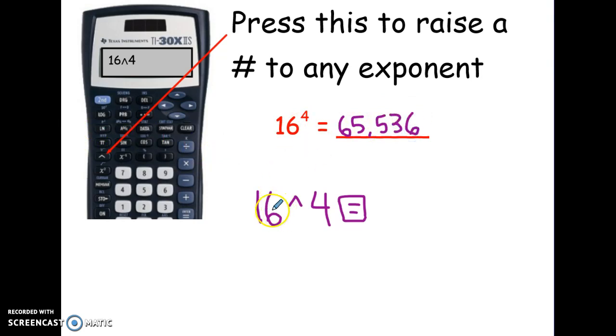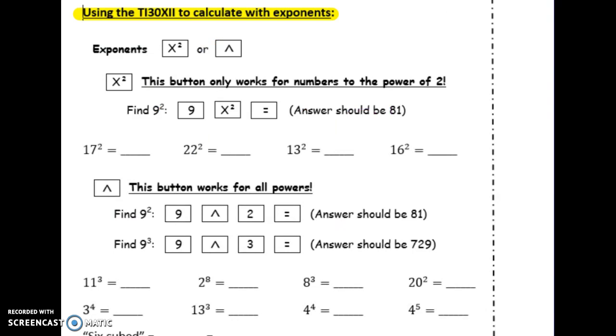So again, there's the caret button that I wanted you to learn about. Again, it looks just like this, and it's right over here next to the X squared button that we said you can use whenever you're going to raise a number to the 2nd power. Alright, so now what you have is a whole page to practice not only squaring, we just talked about the X squared button. Okay, remember you could use the X squared button on examples like this, okay? But when you get down here, you're going to have to use your caret button because none of the exponents are going to be just a 2. Well, I guess there's one right here.